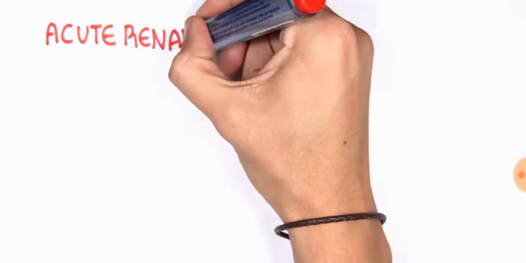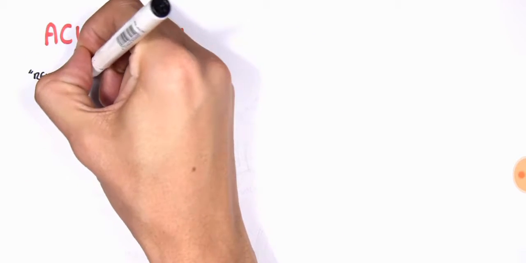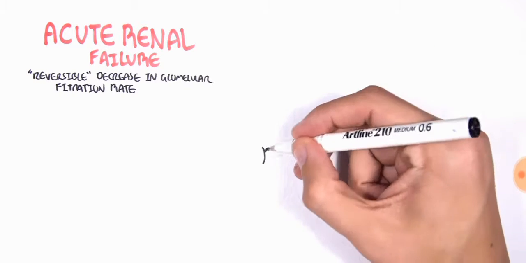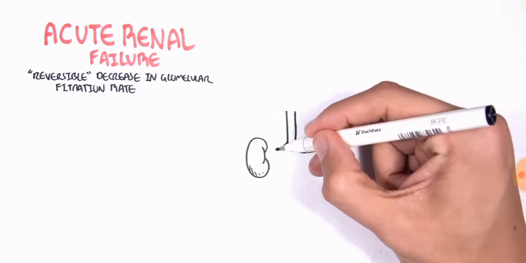Now, in this video, we're going to look at acute renal failure, which is defined as a decrease in glomerular filtration rate. And I put "reversible" in quotations because it may be reversible. But essentially, it's damage to the kidneys, which will cause a few problems, many problems actually. And so we'll look at these problems and some causes of acute renal failure.